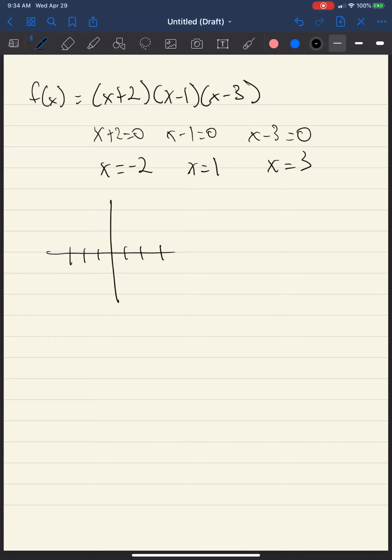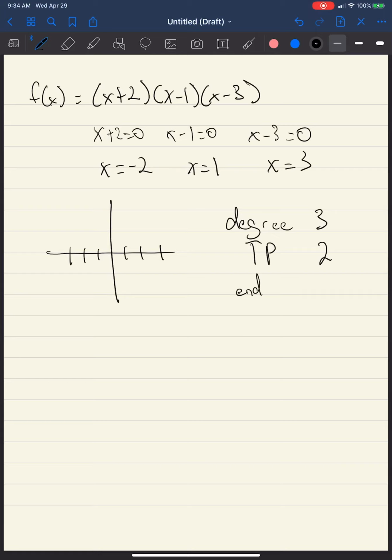So I've got to find my degree. I have x times x times x. So x times x is x squared, then times x again is x to the third. So that means my degree is going to be 3, which means my number of turning points will be 2.